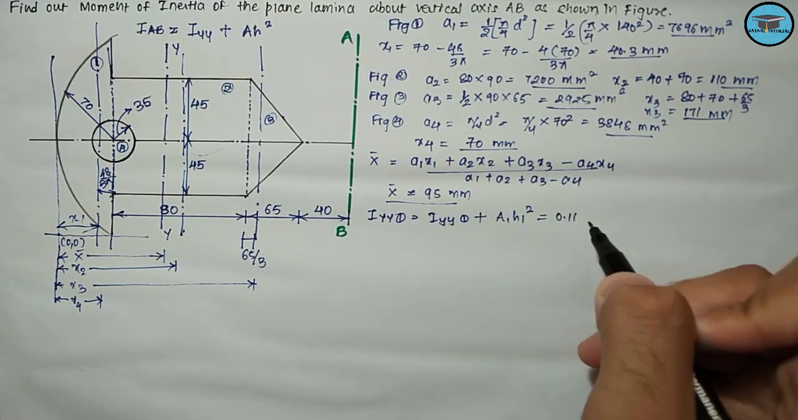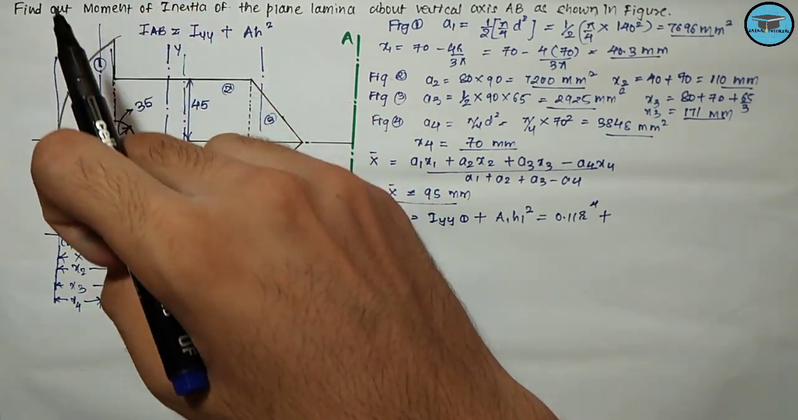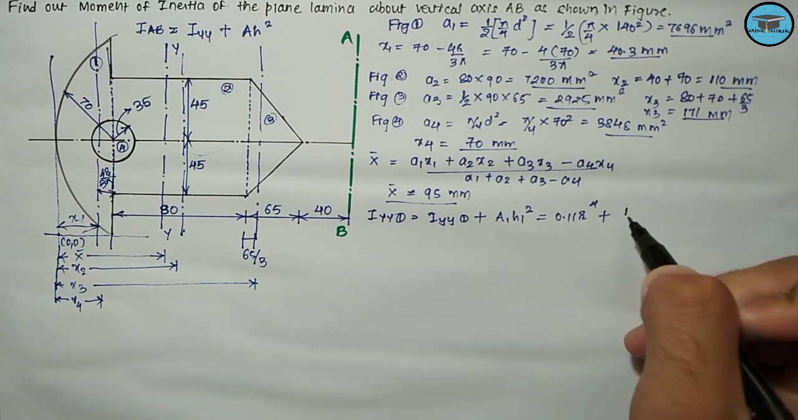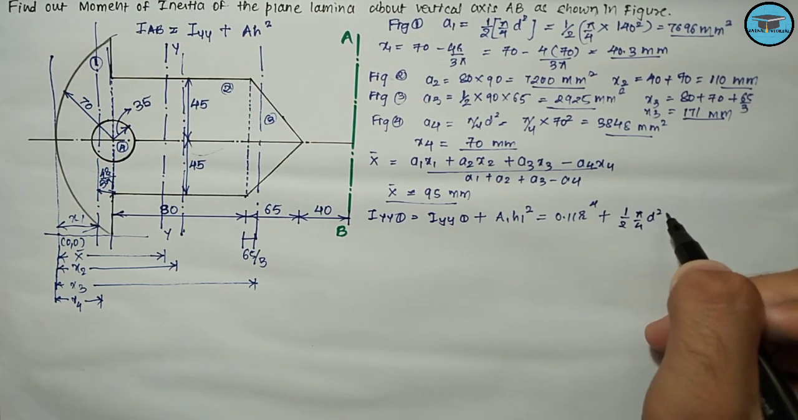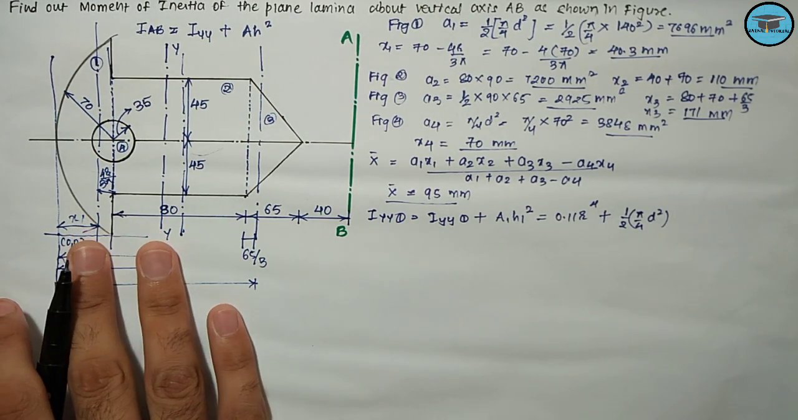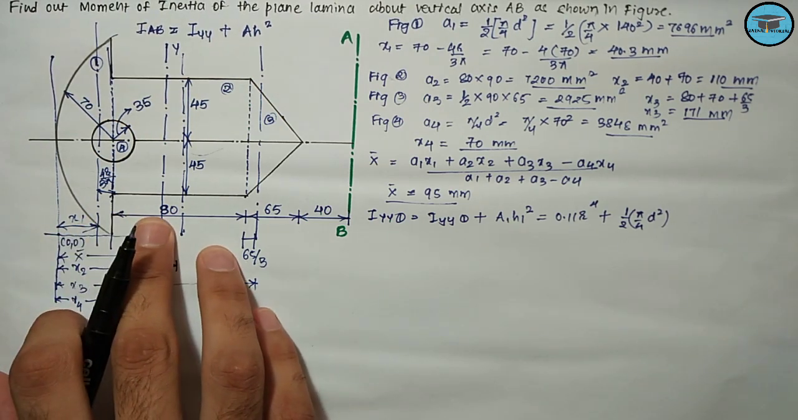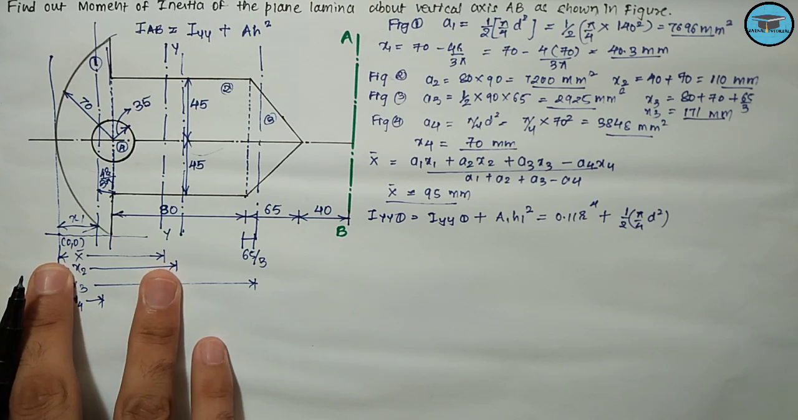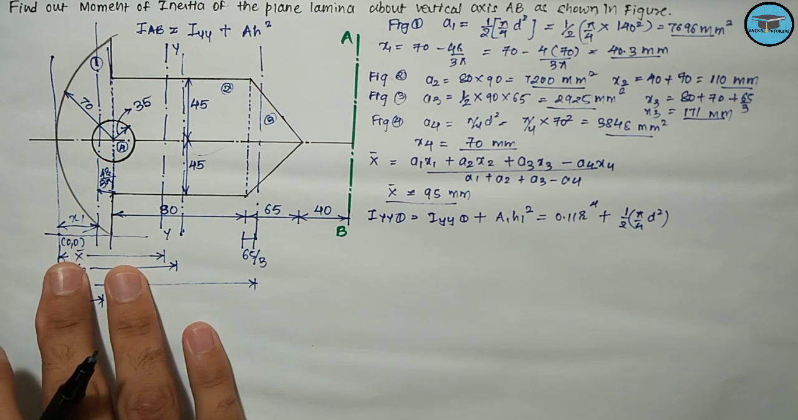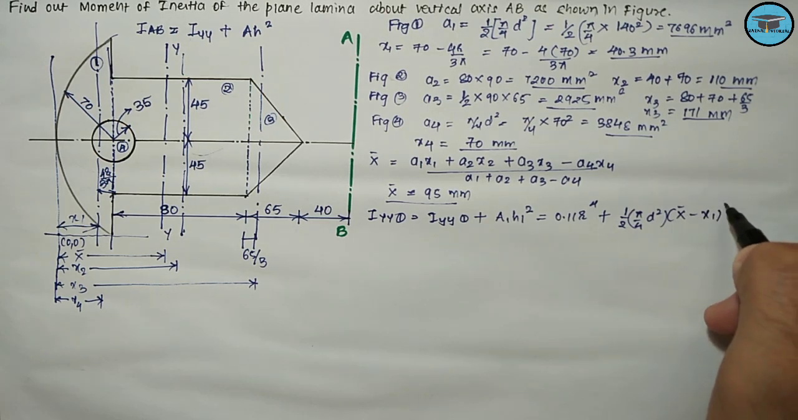So 0.11 r raised to 4 plus the area of this semicircular region, which can be given as half of pi by 4 into d square that we have obtained, into h1 square, the distance between these two axes. It is nothing but x bar minus x1, as you can easily determine that this y axis lies at a distance of x bar from the origin and the centroid lies at a distance of x1 from the origin. So the distance between these two axes will be nothing but x bar minus x1, whole square.